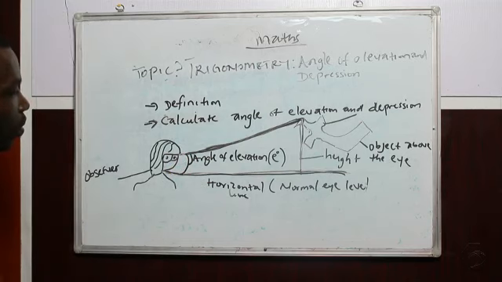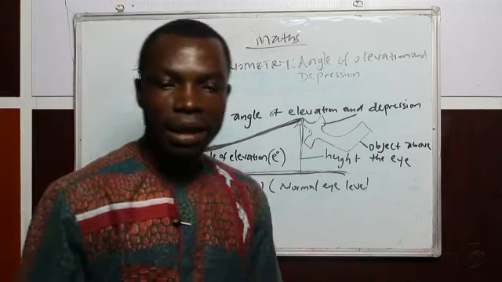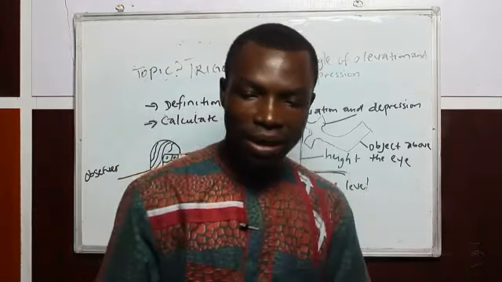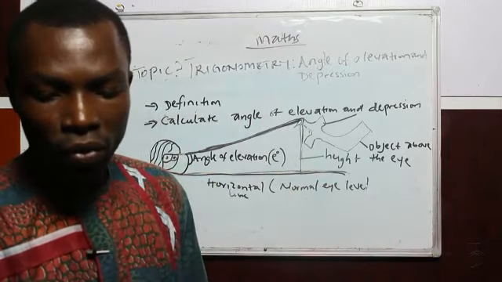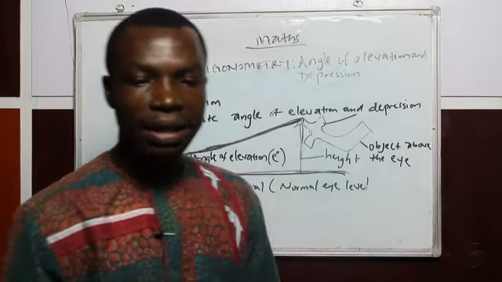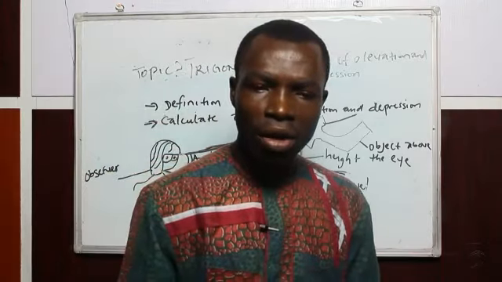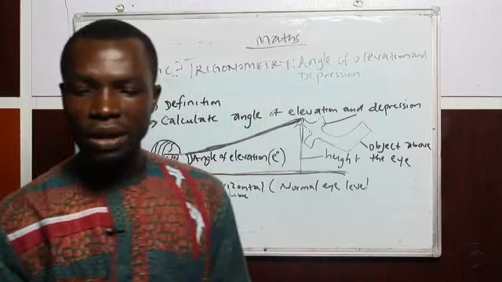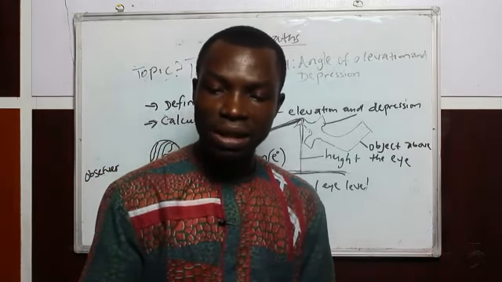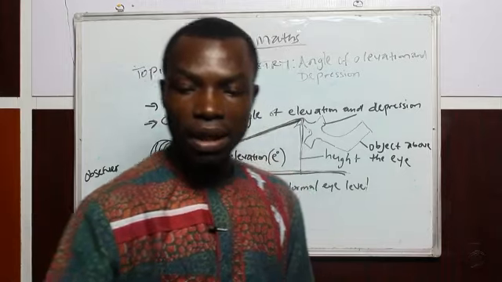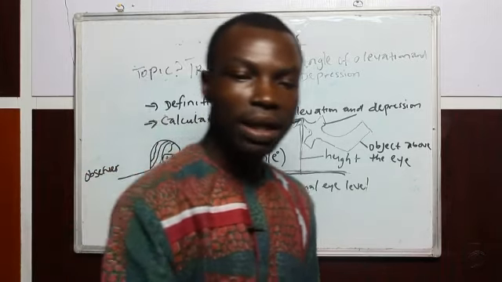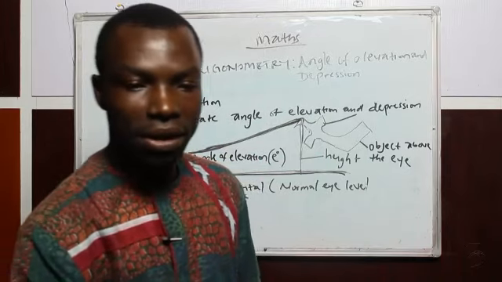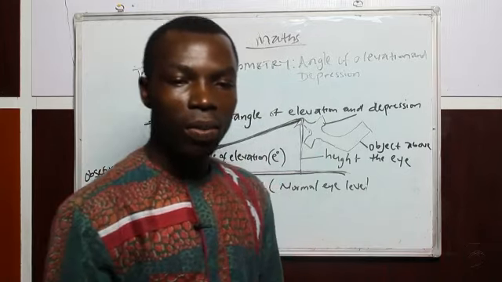Now, I want us to solve that example that said a man is at a point 18 meters away from the foot of a tree, and from that point the angle of elevation of the top of the tree is 29 degrees. Calculate the height of the top of the tree.